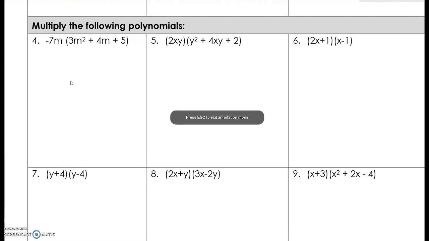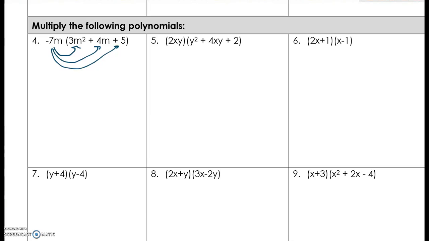So next we want to multiply polynomials. Okay, so number 4, we've got the negative 7m that we need to multiply by the 3m squared plus 4m plus 5. And that means we need to distribute the negative 7m, in other words, multiply it by each of those terms in the parentheses.